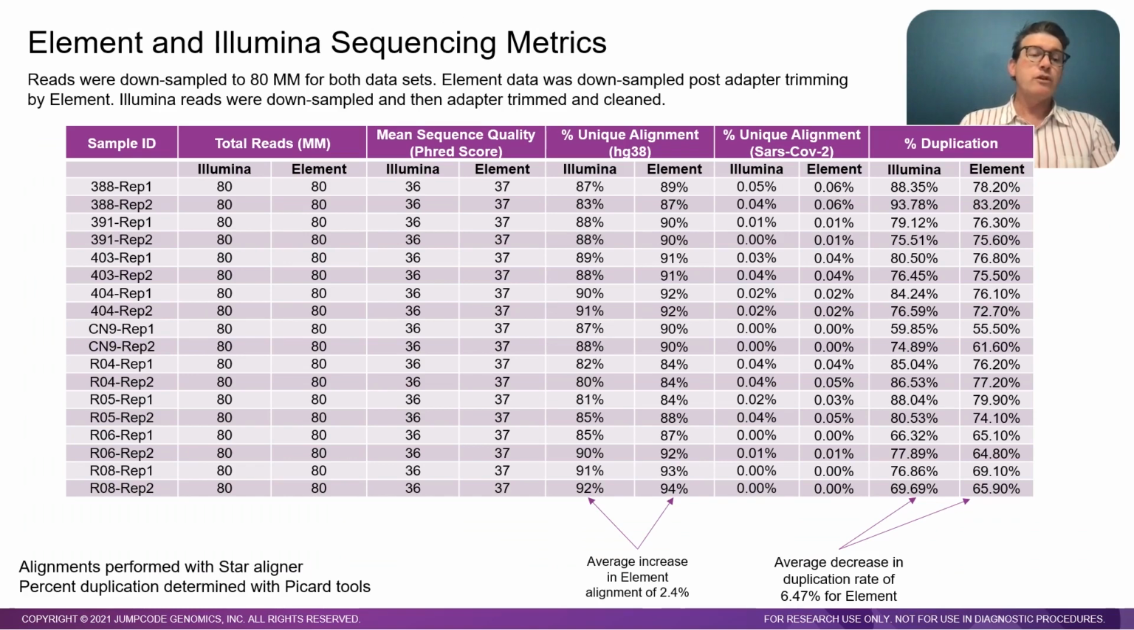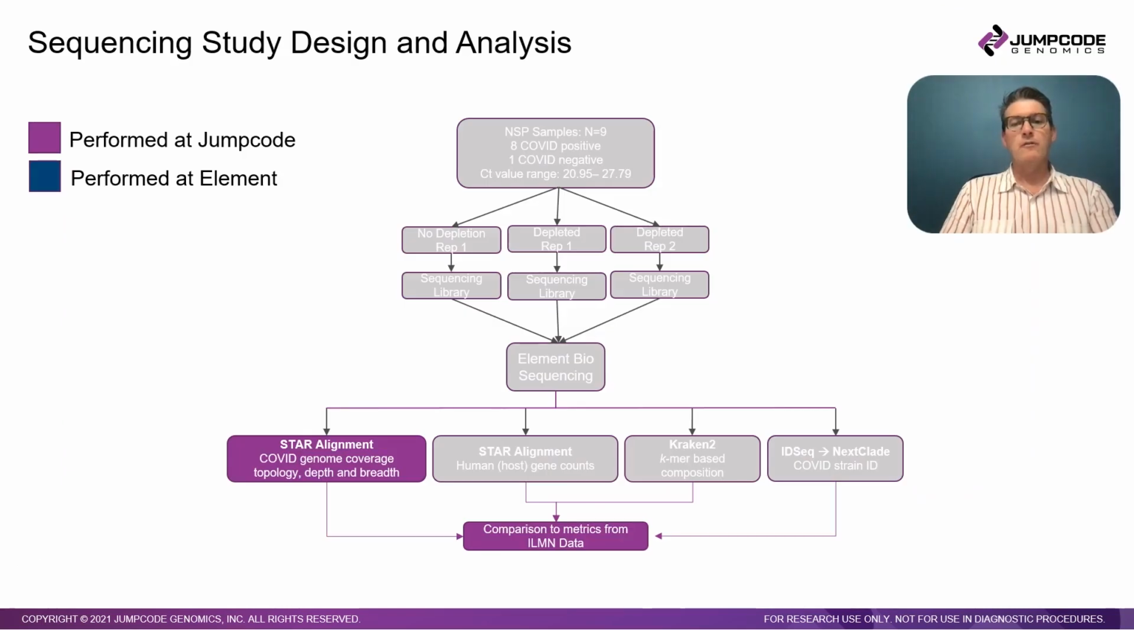Here in the table, we're showing sequencing metrics from total reads and mean sequence quality all the way down to % duplication rate. We can see here between the Illumina and Element platform that when considering % unique alignment to HG38, there's an average increase in alignment on the Element platform of 2.4% and an average decrease in duplication rate of 6.47%.